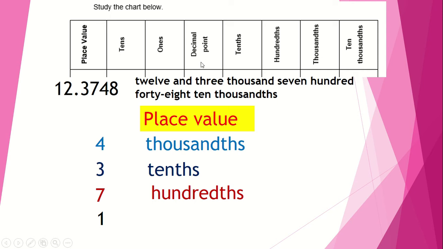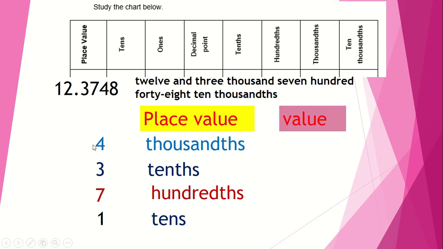The 1 comes before the decimal point. So this is the tens. Notice the difference between the two. Tenths has TH, and this, tens, has no TH. All of its place values end with S.